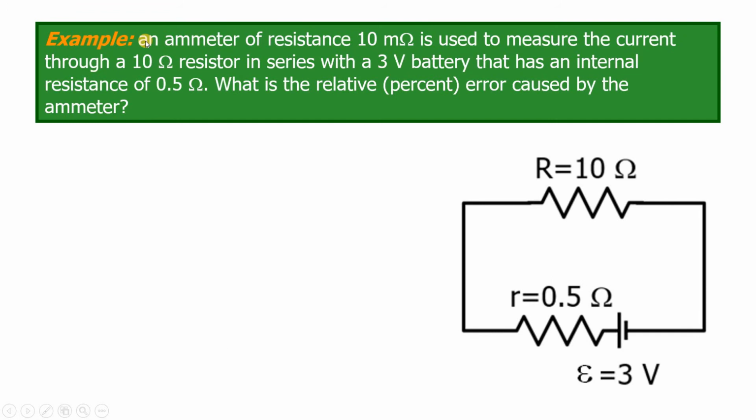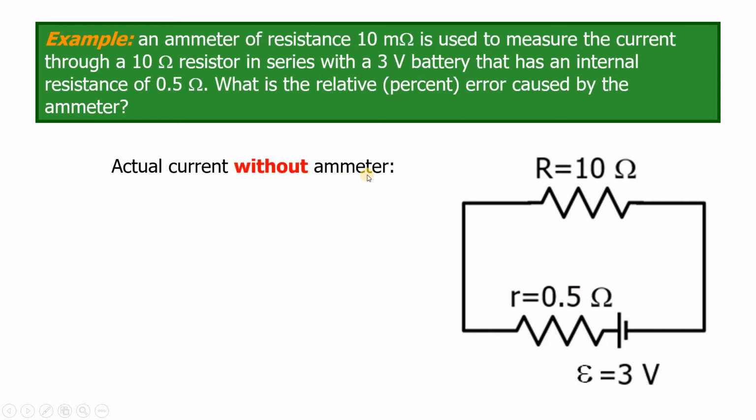Let's take an example. An ammeter of resistance 10 milliohms is used to measure the current through a 10 ohm resistor in series with a 3 volt battery that has an internal resistance of 0.5 ohms. What is the relative error or percentage error caused by the ammeter? So the ammeter internal resistance is 10 milliohm. We are measuring the current flowing through this 10 ohm resistor, which is in series with a 3 volt battery with an internal resistance of 0.5 ohms.